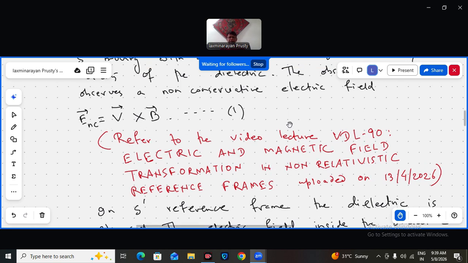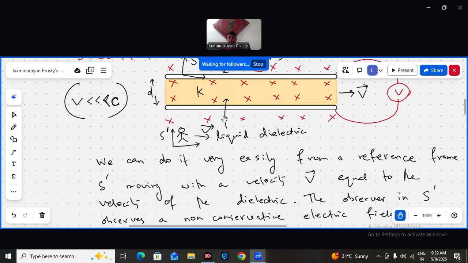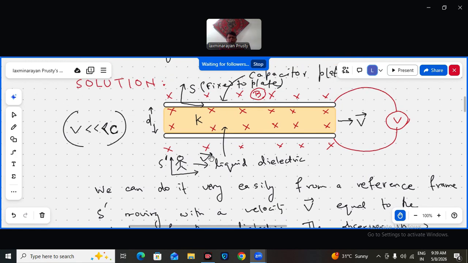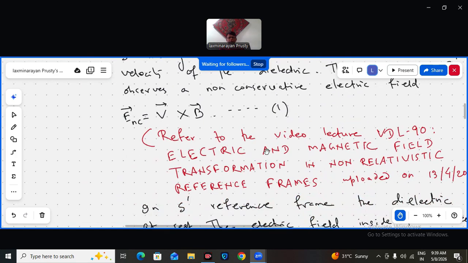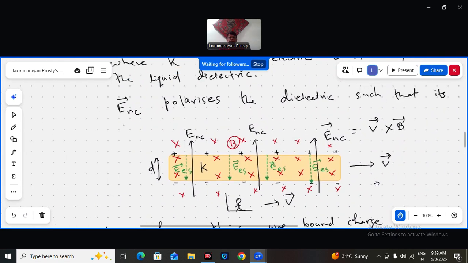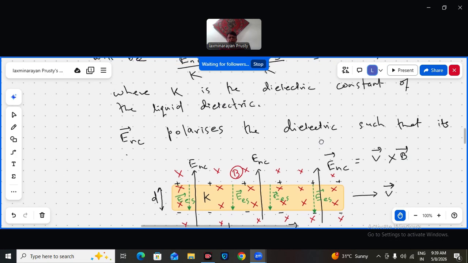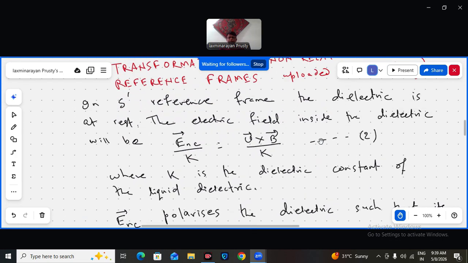So E_NC observed by the S dash observer is v of the S dash reference frame cross B bar. So that will obviously be pointing in the upward direction. I've shown it here. Okay. Am I clear? Okay.